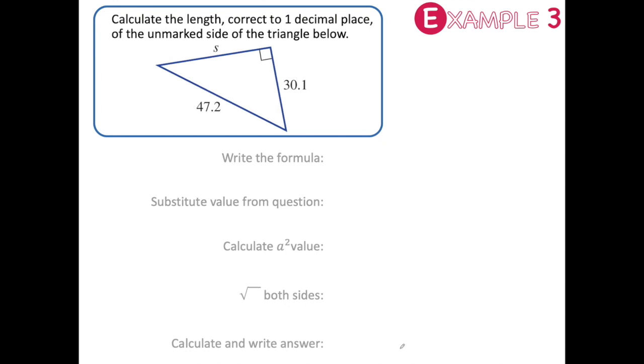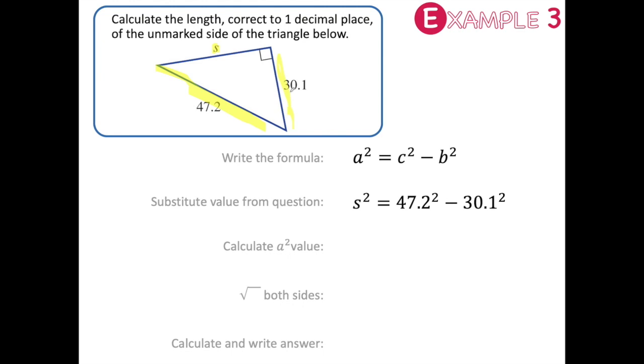Having a look at my last example, I've got a right-angled triangle. My hypotenuse side is 47.2. My non-hypotenuse side is 30.1. And I want to find side S, being my second non-hypotenuse side. So first I'm going to write the formula, A squared equals C squared minus B squared. Then I'm going to substitute in my values. My C value is 47.2. My B value is 30.1. So S squared is going to equal 47.2 squared minus 30.1 squared.